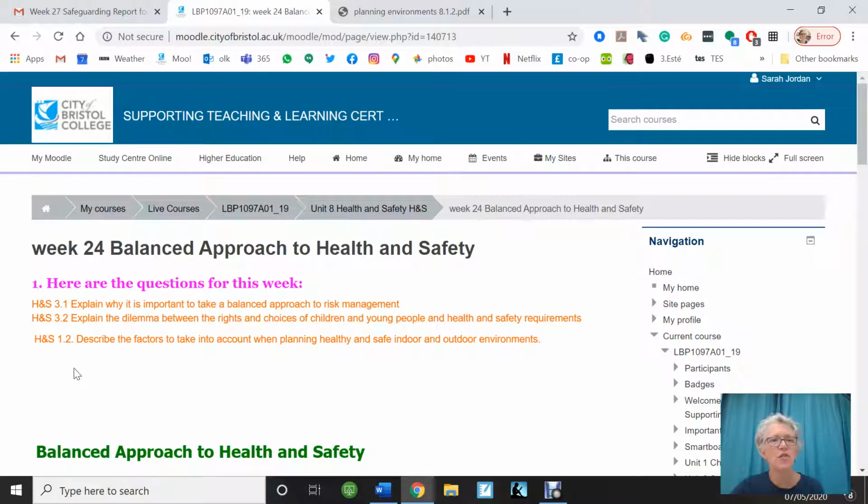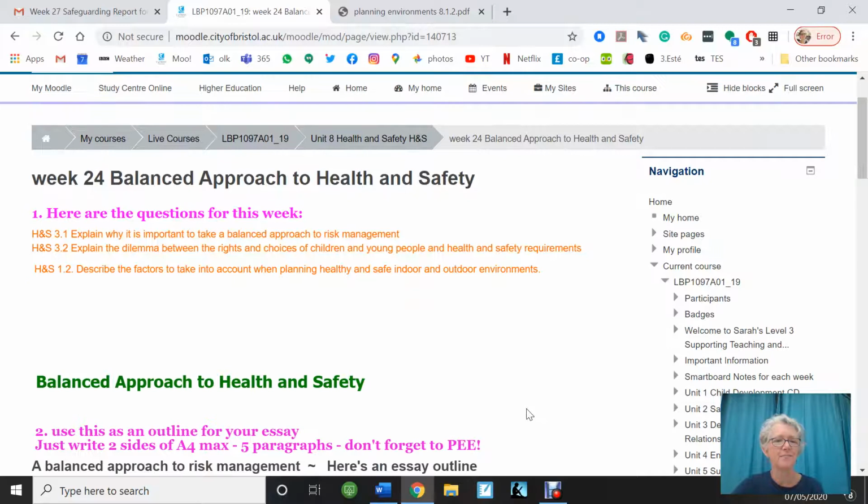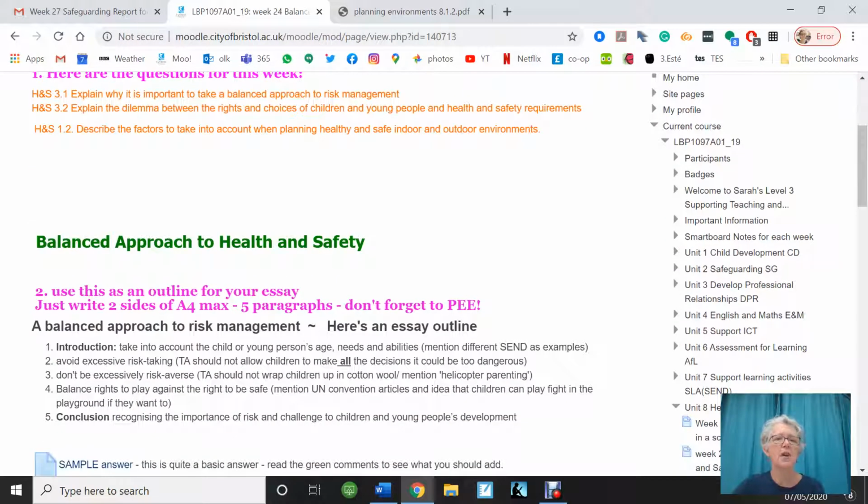And then after that, you've got a drawing one. Health and Safety 1.2: Describe the factors to take into account when planning healthy and safe indoor and outdoor environments. Okay, let's have a look then. So we're going to start with an essay.